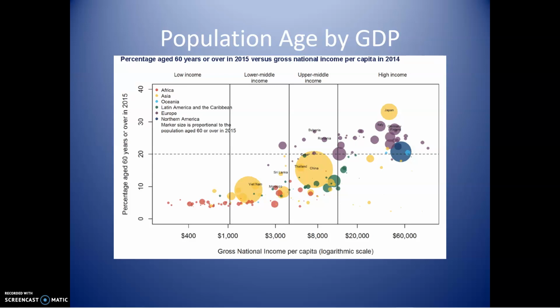But look very carefully lower down and you will see that middle income countries such as China and India, as well as other countries like Vietnam, have populations over 60 that are in absolute terms much larger than the populations 60 and over in places like Italy, Germany, Japan, for example.